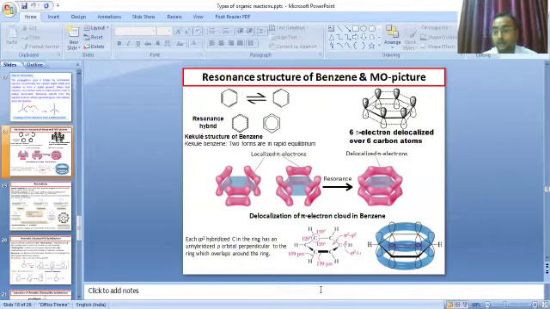And here you can also see that the blue electron clouds are above and below the benzene molecule, which is a planar molecule. So that is the aromatic molecule.